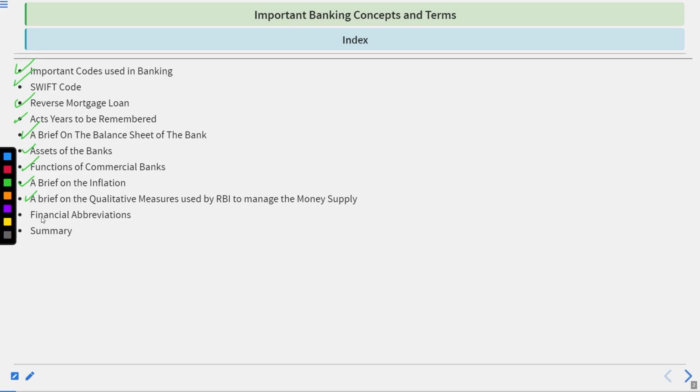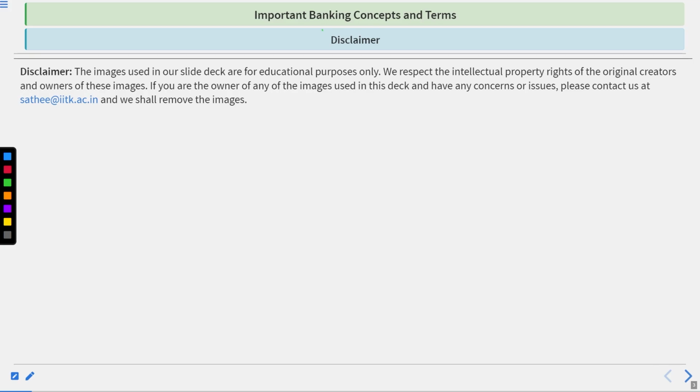Ninth, a brief on the qualitative measures used by the Reserve Bank of India to manage the money supply. Then the financial abbreviations, and at last, we will discuss the summary of everything that we cover. So this is going to be another important lecture, because this is part 2 of important banking concepts and terms.